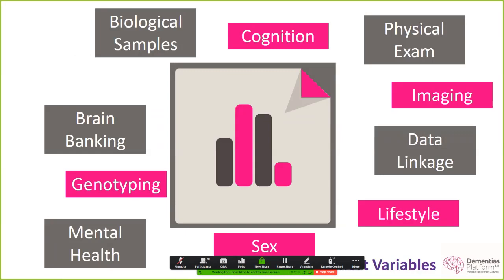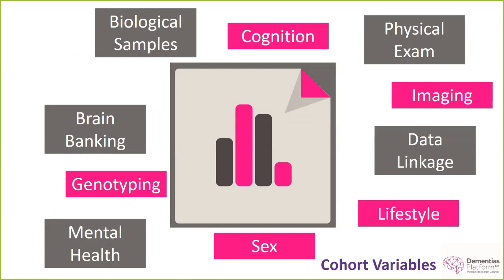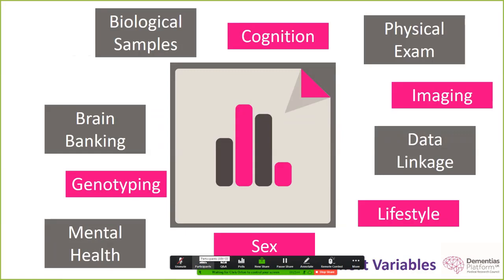And so starting with a little bit about the variables that are available on the DP UK data portal. We have more than 16,000 different types of variables across different modalities of data types. So we have physical examination data, imaging data, genotypic data, brain banking, biological samples, cognitive data, and mental health data. And all these different types of data are situated across the 40 different cohorts that we are busy uploading, as Chris said, onto the portal at the moment.